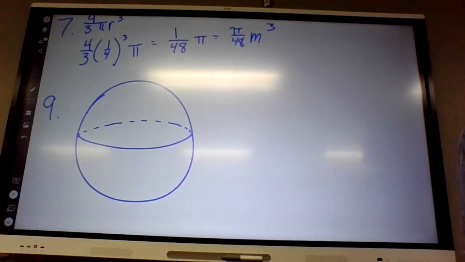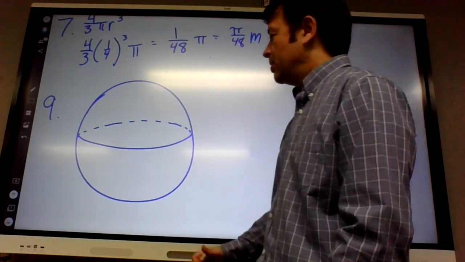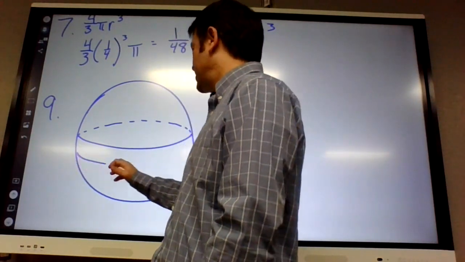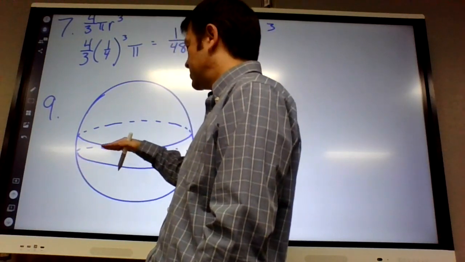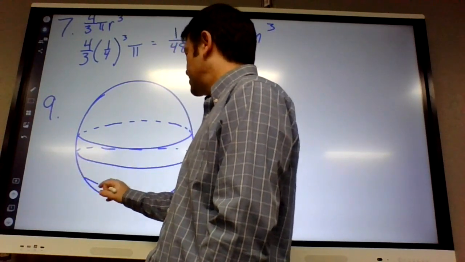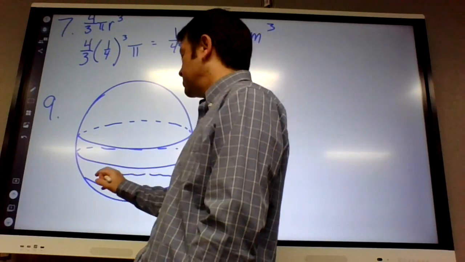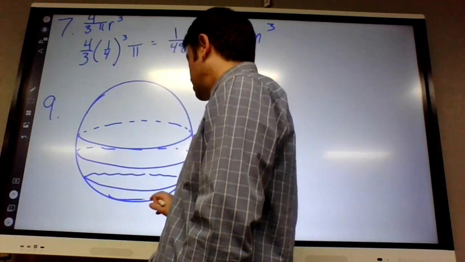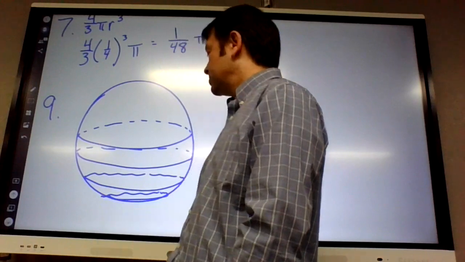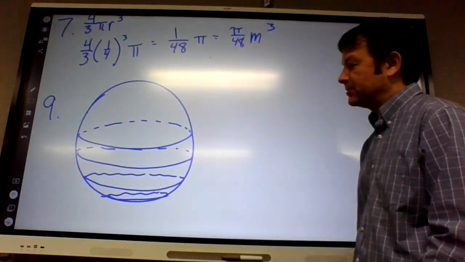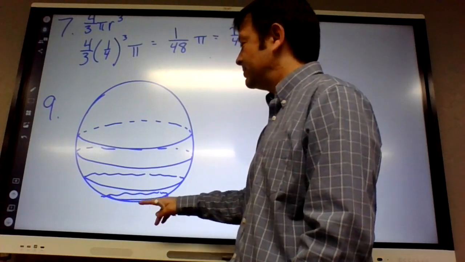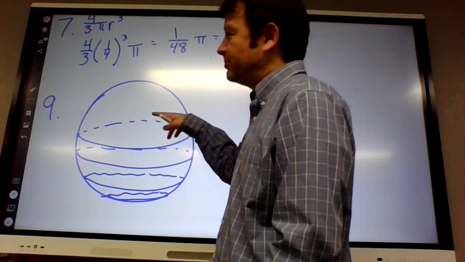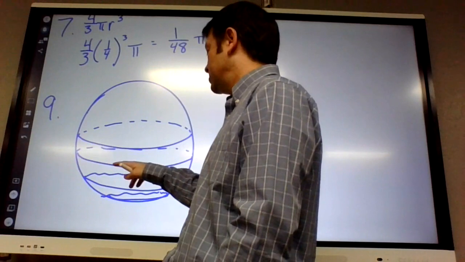You guys remember what lines of latitude are? What happens to the lines of latitude? It's these lines, like the equator. What happens to the lines of latitude as you get closer and closer to the poles? They get smaller. So what do you think they mean by the great circle? The biggest one in the middle. It's like the equator.